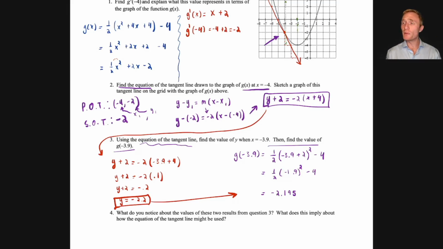So that's the only real new piece from today, is that tangent line approximation, and Delta Math will get you some basic practice at that.